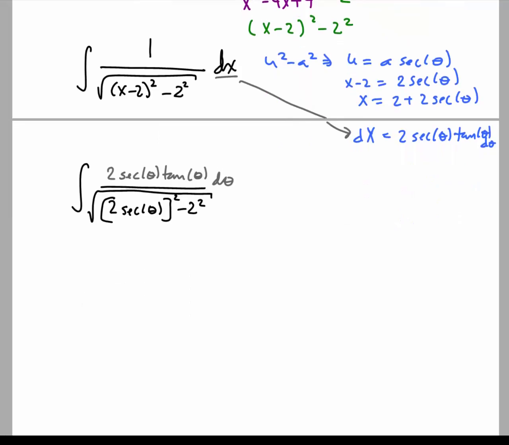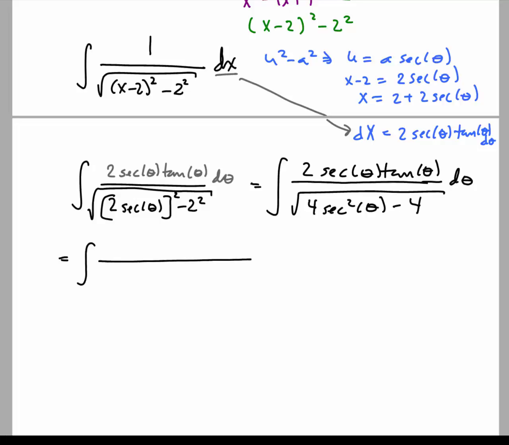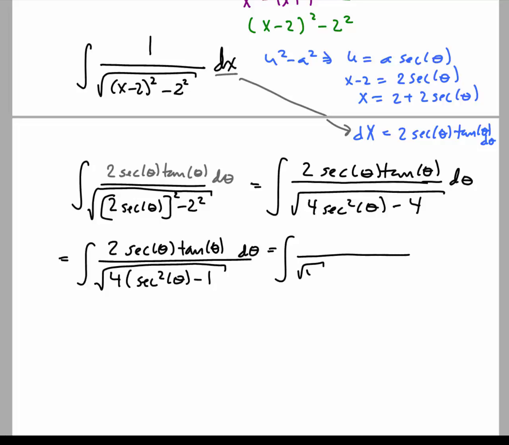Now my job here is to rewrite and simplify this. So the numerator, not much will happen here, at least at first. And then in the denominator, 2 secant theta quantity squared would be the same as 4 secant squared theta minus 4. And then continuing to simplify, I can factor a 4. I'll be left with secant squared theta minus 1. And then I can break up that denominator into 2 parts. So I have root 4 times root secant squared theta minus 1. You don't want to skip any steps here because there's quite a bit going on. Plus you want full credit for the problem.